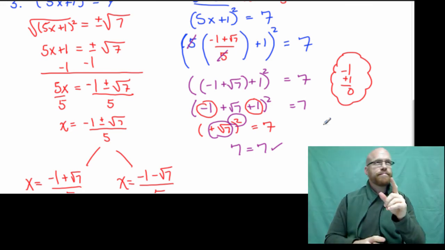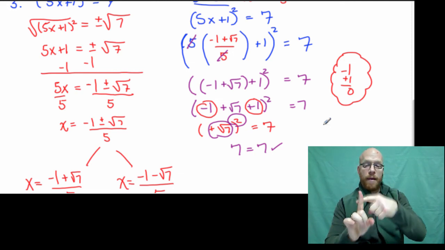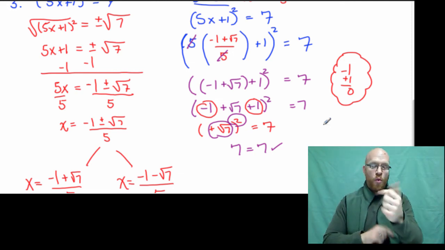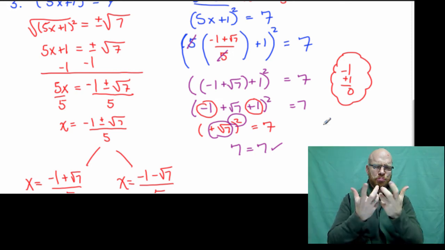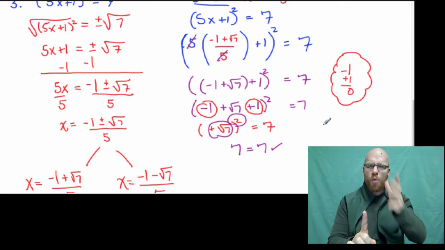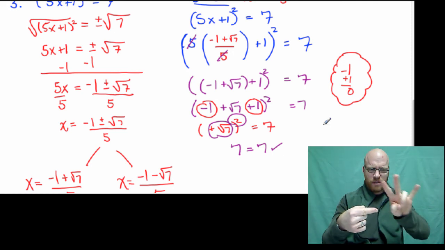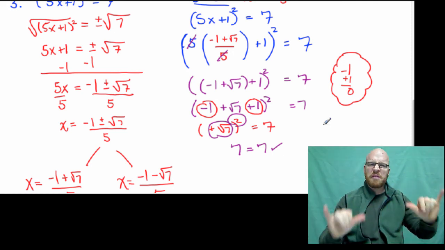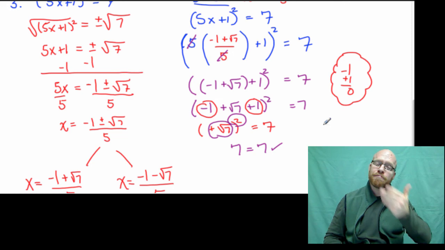Now you can check the negative one on your own, the answer involving negative square root of 7. It's going to work out the same way. At the end, we'll see negative square root of 7 squared, and it's still going to be 7 equals 7.